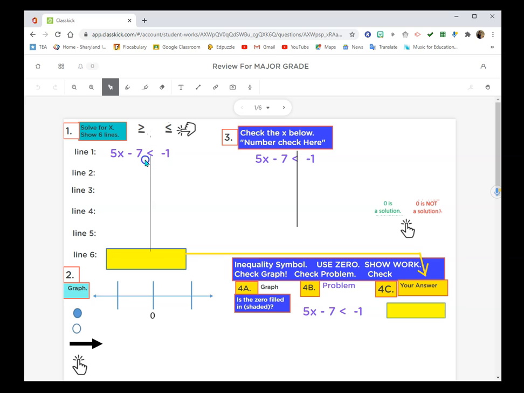It has more than one solution. We are trying to isolate the x. We are trying to get the answer x on one side. If you take any number x and you multiply by 5, subtract 7, if that answer is less than -1, that is a solution for this inequality.